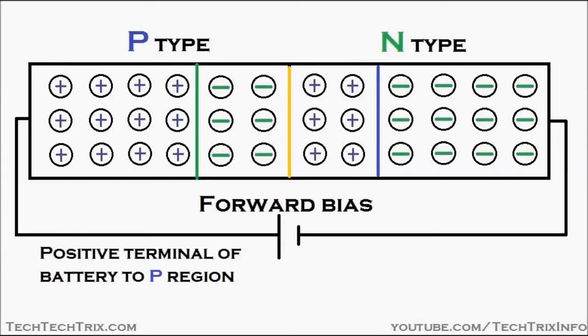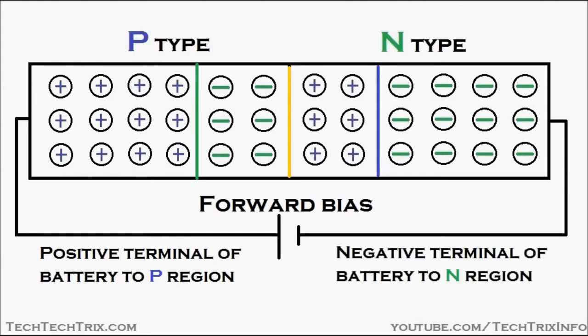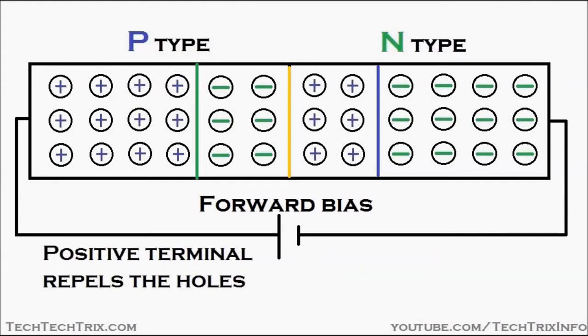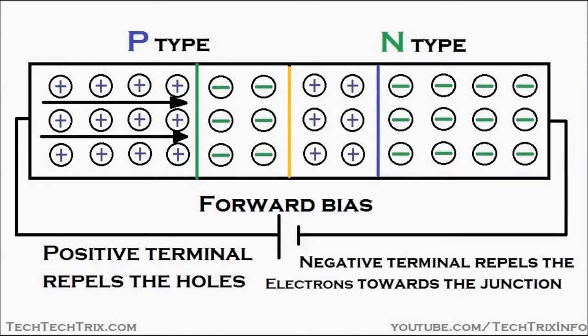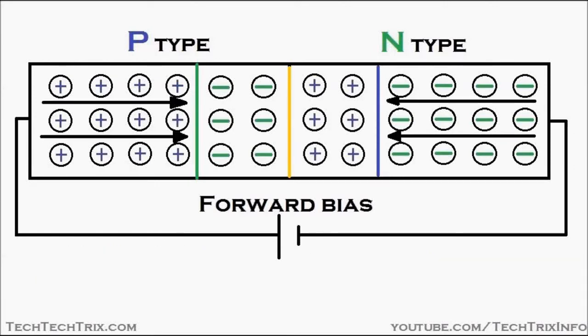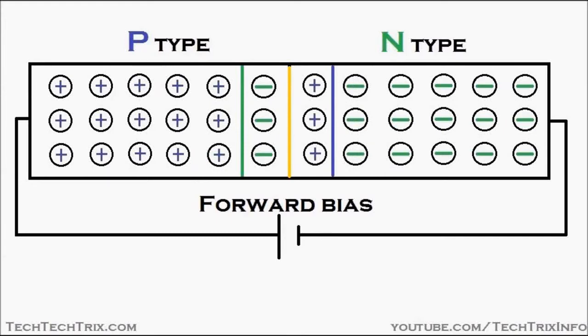Now let's see forward bias. In forward biasing, the positive terminal of the battery is connected to the P region of the PN junction, and the negative terminal of the battery is connected to the N region. You can see the positive terminal repels the holes in the P region, and the negative terminal repels the electrons towards the junction in the N region. So a pressure is acting towards the junction, and this results in the junction shrinking. You can see the junction is shrinking there.